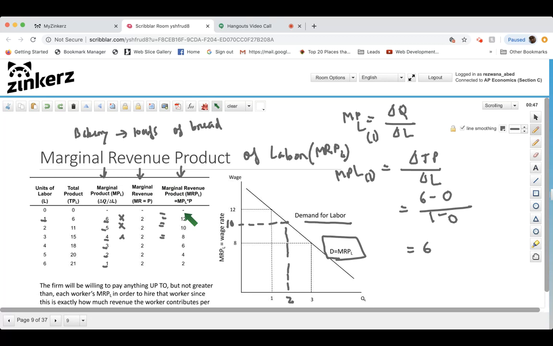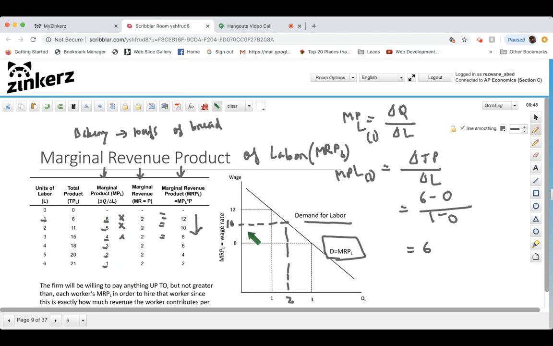The reason we see that the marginal revenue product of labor is declining, which is why the MRPL is downward sloping, is that the marginal product is going down. Marginal product for the first worker was 6, for the second it was 5, for the third it was 4. It's going down because of something we covered earlier, the diminishing marginal returns to labor.